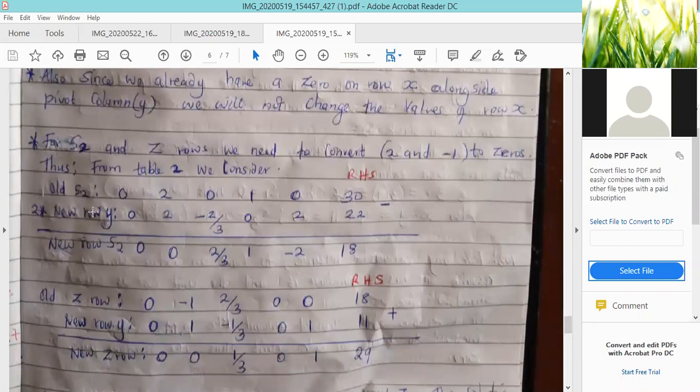So we start. S2, the old one, had the elements 0, 2, 0, 1, 0. On the right-hand side, we have a value of 30. To make this a 0, what have we done? I've taken my new row Y, where here we had a 1. To make a 0 between the 2 and 1, I've multiplied my new row Y by 2, so that when I subtract, these 2 and 2 will give me a 0. Don't worry what will happen to the rest. Your interest is just that particular value that you want to convert to a 0.